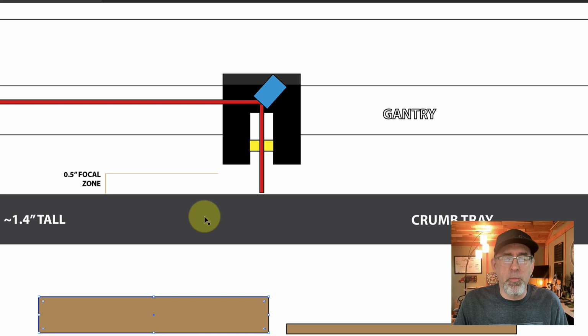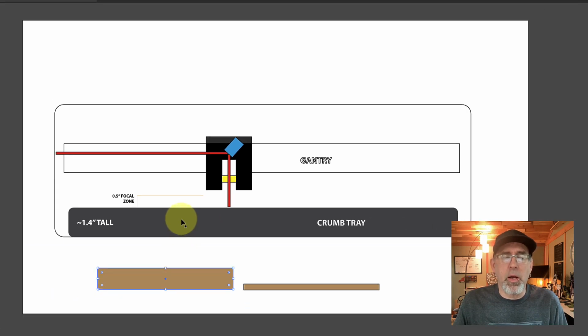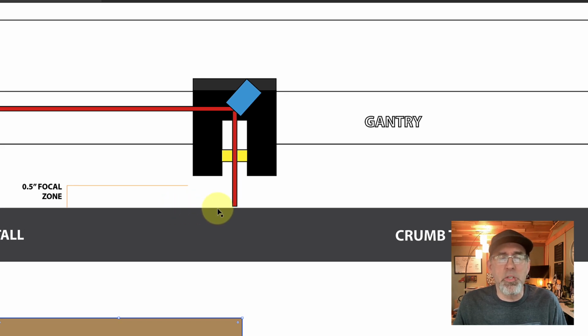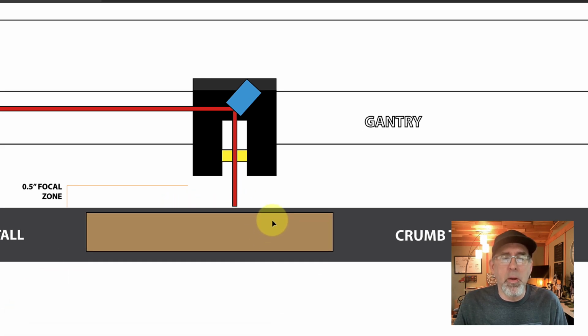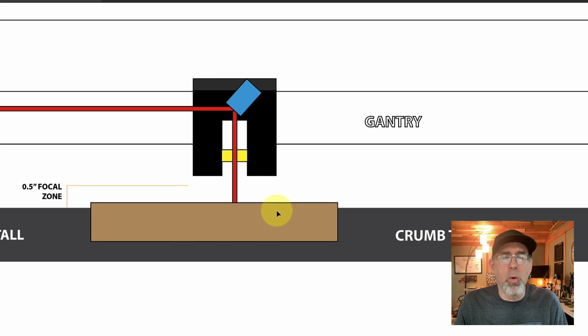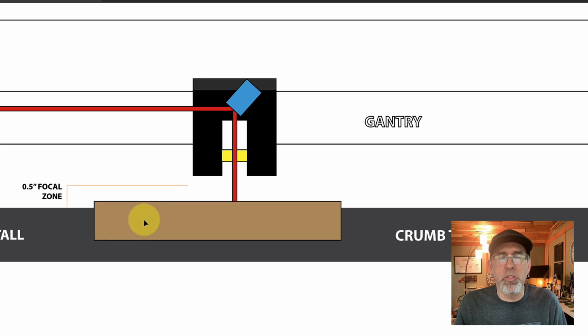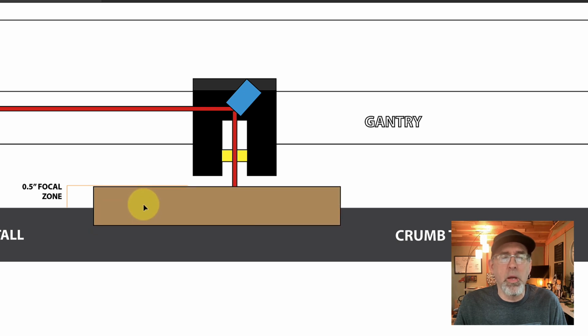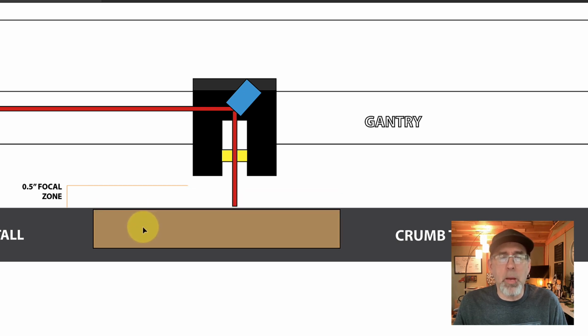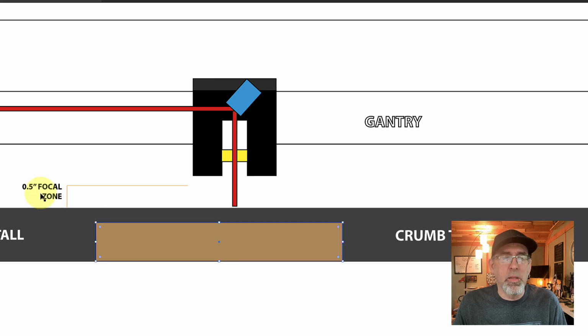So let's talk about that for a moment. We'll zoom out a little bit here. The crumb tray is 1.4 inches tall, which means that the top surface of your material needs to be right there or within this half inch focal zone right here. You see that? This line right here and the top of the crumb tray. As long as the top surface of your material is in this window right here, it can still focus. If the top surface of your material is way down here, in other words, outside of this focal zone, the laser cannot focus on it, can't find it, all right?